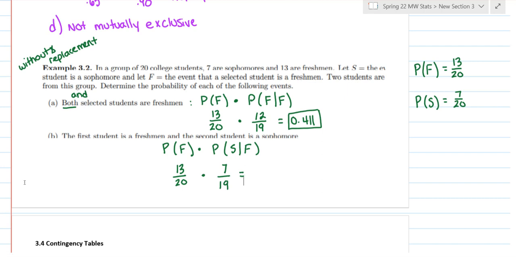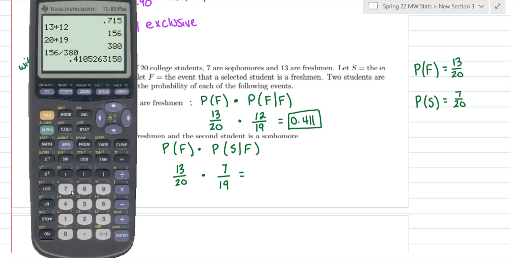Okay, so then that one I would do 13 times 7. And I'm going to, oops, I think I added a negative sign in. 13 times 7 is 91, and then 19 times 20 is 380. So 91 over 380. We're going to go 0.239.